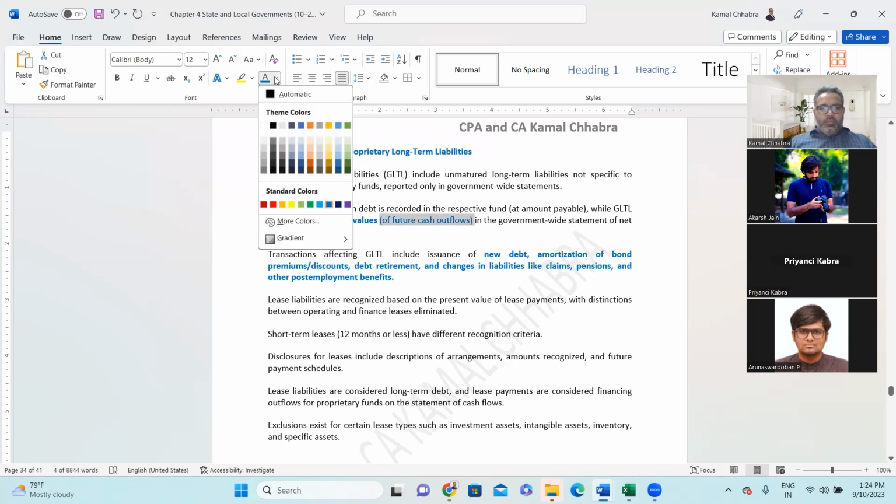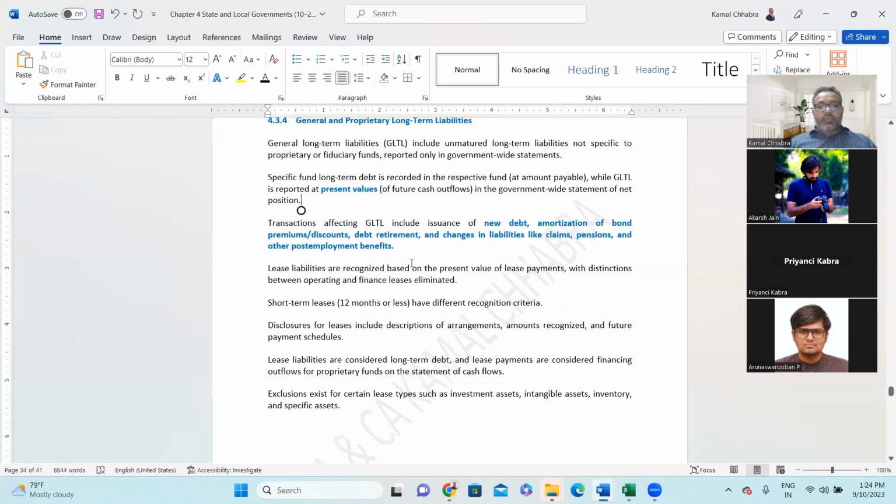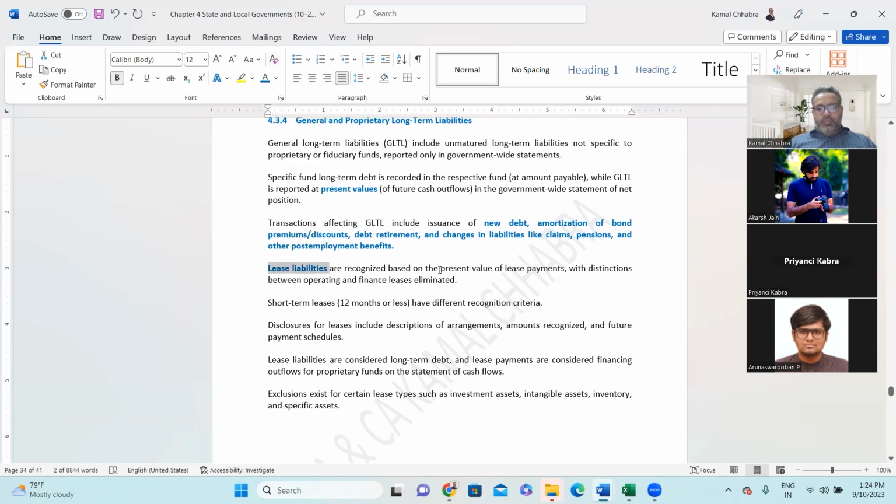Yes, sir. In the government-wide financial statement, lease liabilities are recognized based on present value. Lease liability is again always recognized at present value, which we have studied in ASC 842 also. Yes, sir.